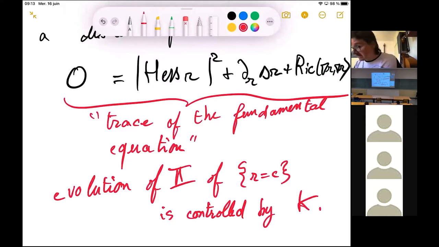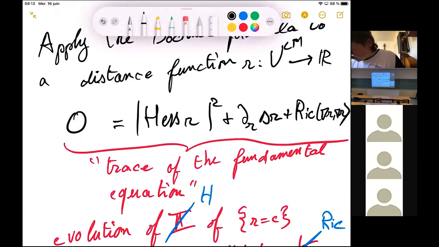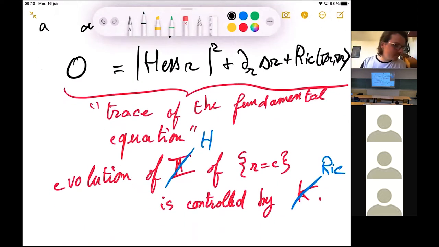And here, when we trace it, what we get is that the evolution of the mean curvature of those hypersurfaces is controlled by the Ricci curvature. So the Ricci curvature controls the evolution of the mean curvature of distance hypersurfaces, which are sometimes called equidistance. Okay. Now let's try to get something more manageable by assuming that we have a lower bound on the sectional curvature.